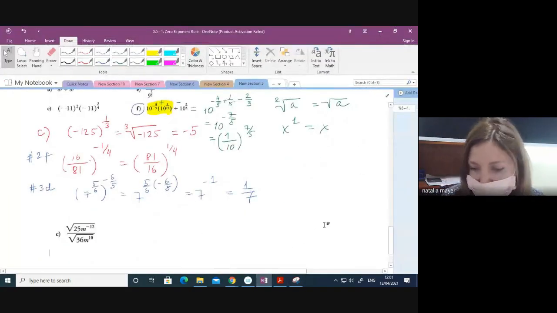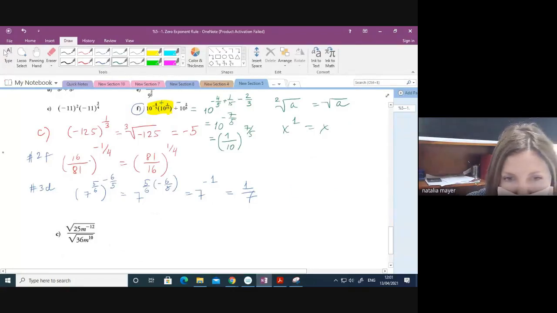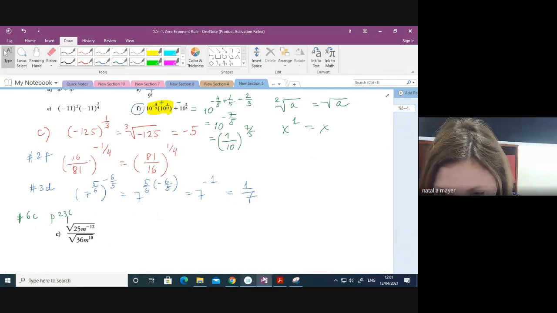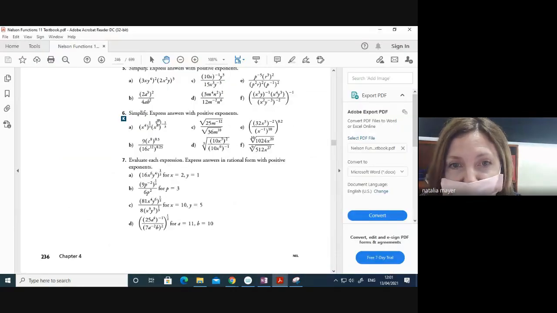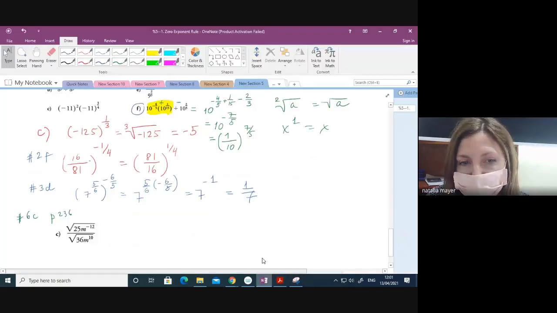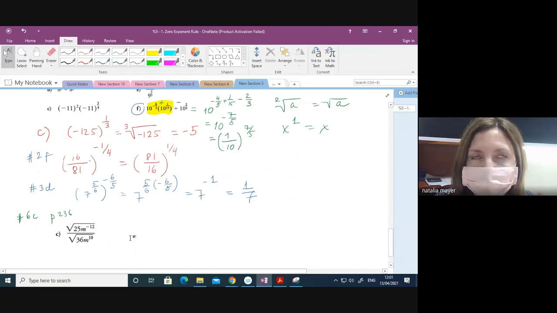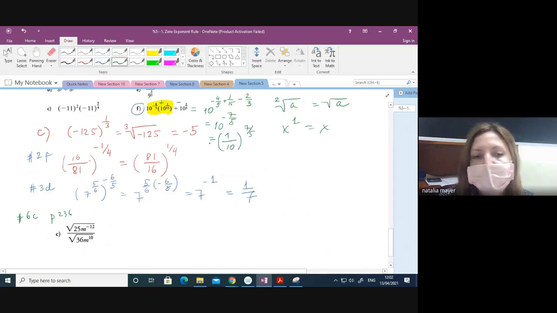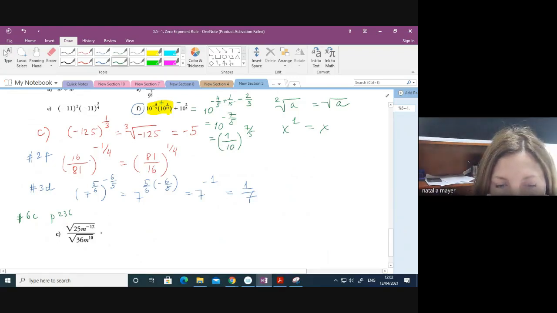So 6C, page 236. Number 6C. Right, quickly, I just want to check what they want from us. They want us to simplify and express answers with positive exponents. When it comes to simplifying, you have to switch to rational exponents, because we have rules for exponents, but we don't have rules for radicals. So first of all, let's switch right away.